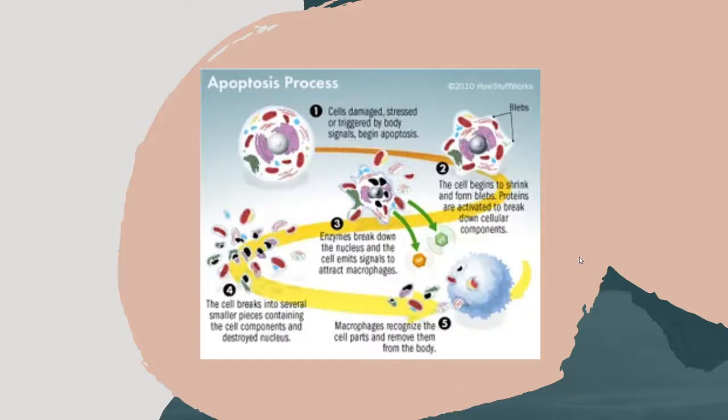Step 3, enzymes break down the nucleus and the cell emits signals to attract macrophages. Step 4, the cell breaks into several smaller pieces containing the small cell components and destroyed nucleus. And step 5, macrophages recognize the cell parts and remove them from the body.